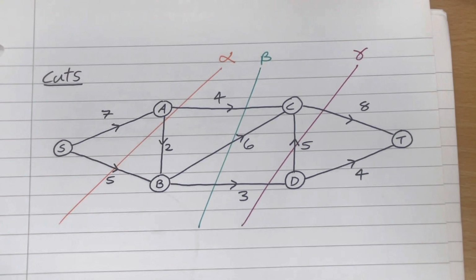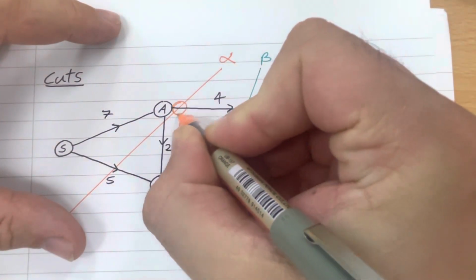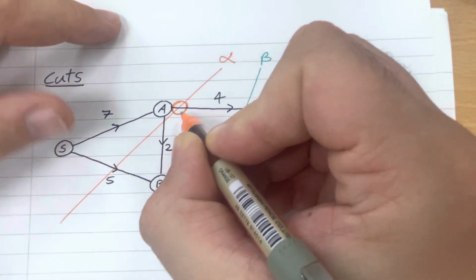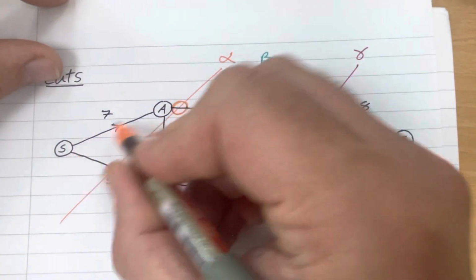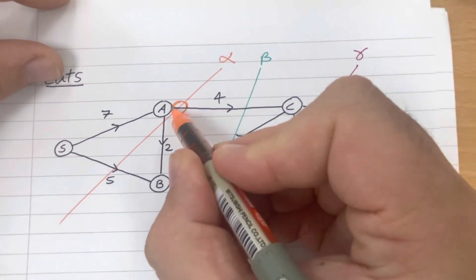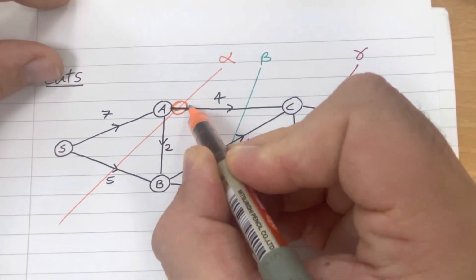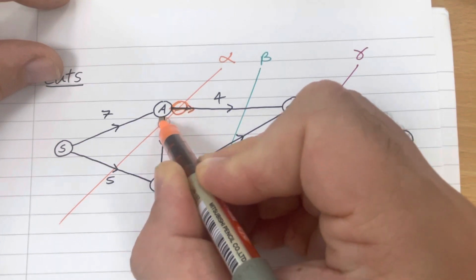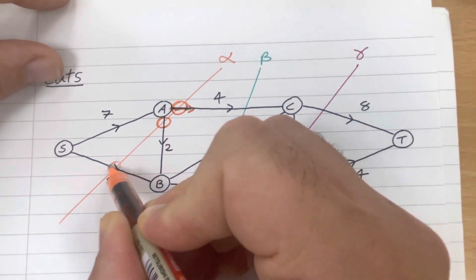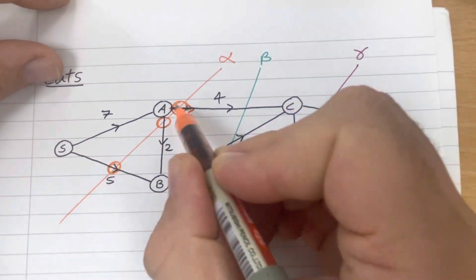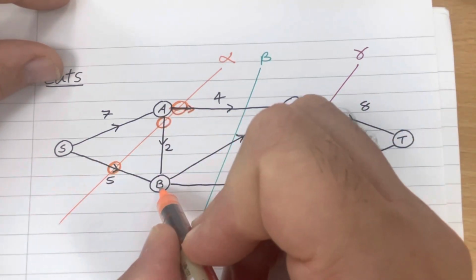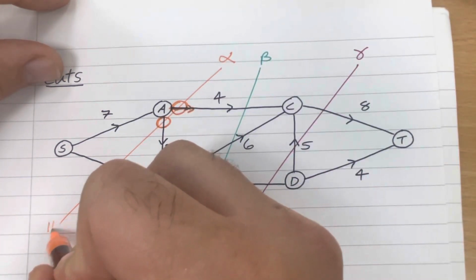So what I'd recommend when you are calculating a cut is to put a little circle around the arcs such that the arrow goes from source side to sink side, because that's the direction we want. We want the flow to go from source to sink, not from sink to source. So in the alpha cut, all 3 of those arrows go from source side to sink side. So 4 plus 2 plus 5, that gave us 11.